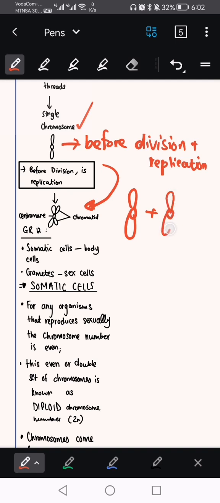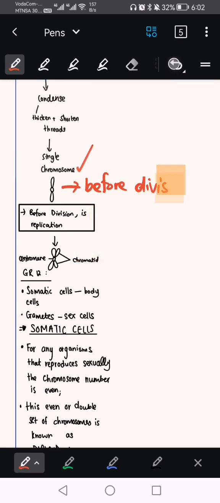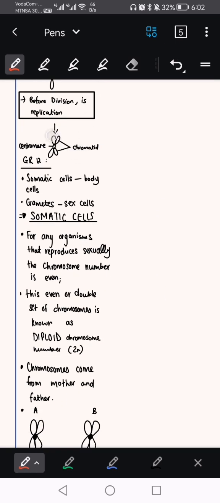Remember, replication, you are just making another one. So obviously there's going to be 2 now, right? That is replication. And after replication, division takes place. So in order for division to take place, replication must first take place. And then based on that, we know that that is a chromatid and that is a centromere. Those are previous concepts that we do know from previous grades. But to get into the grade 12 content.